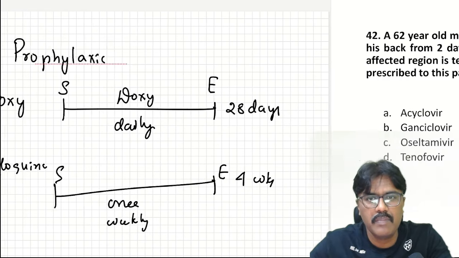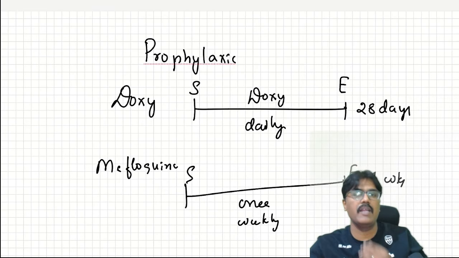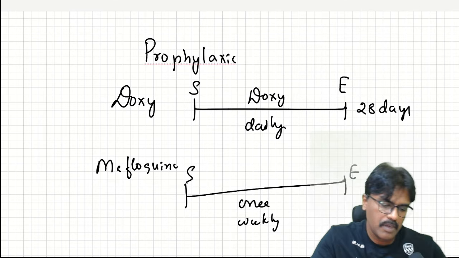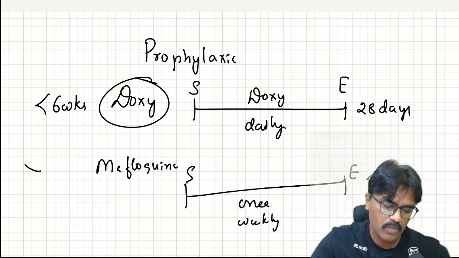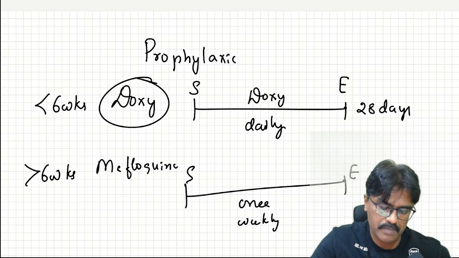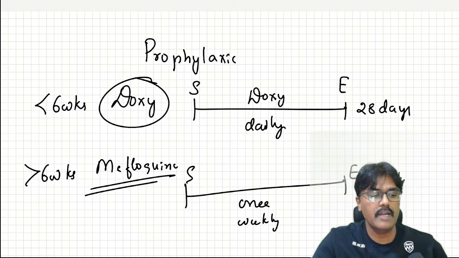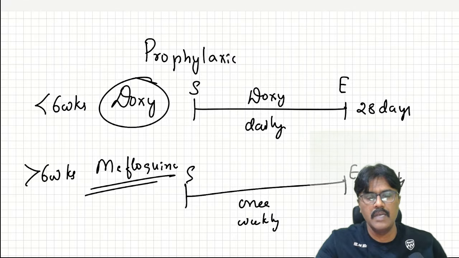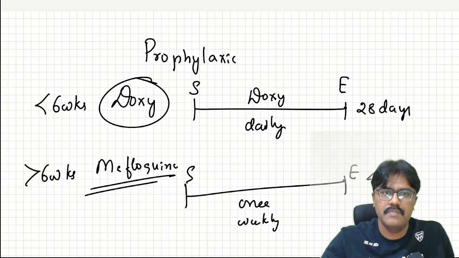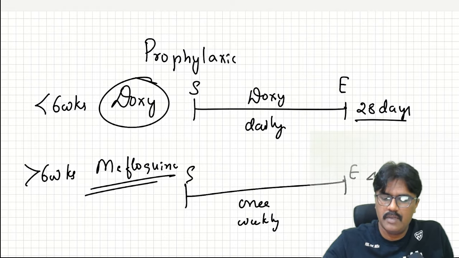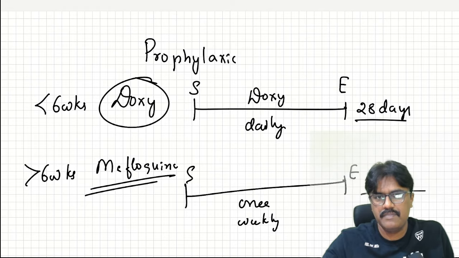So these are very, very important. Prophylaxis of malaria. If your journey is less than 6 weeks, prefer doxy. More than 6 weeks, prefer mefloquine. And mefloquine is longer acting. So should that drug be taken even after leaving the endemic area? Yes. Doxy for 28 days and mefloquine for 4 weeks.